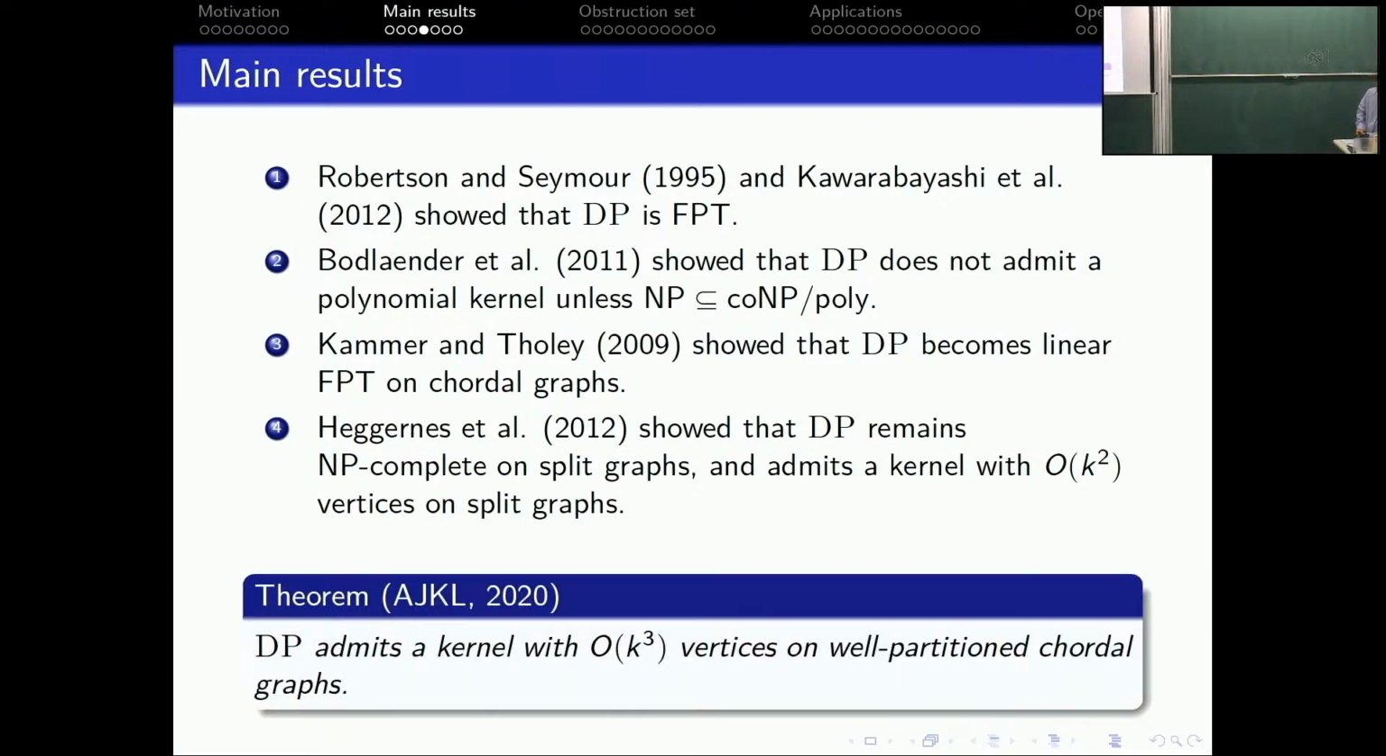And our result is that it does admit a polynomial kernel on well-partitioned chordal graphs.